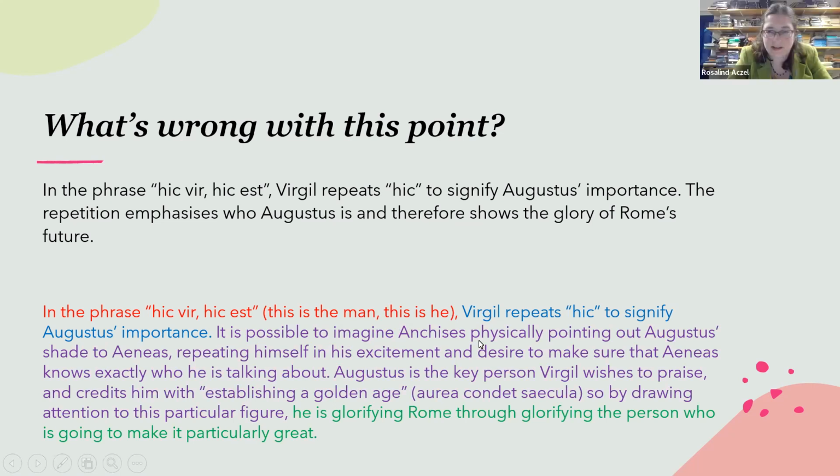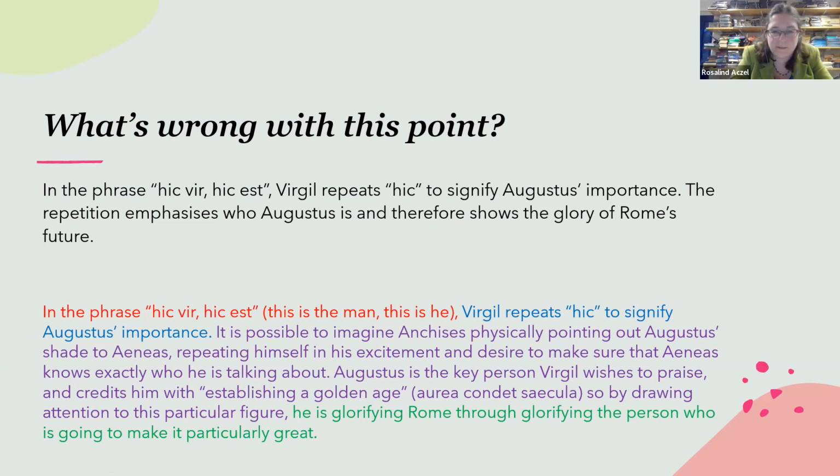It's impossible to imagine Anchises physically pointing out Augustus's shade to Aeneas, repeating himself in his excitement and desire to make sure that Aeneas knows exactly who he is talking about. Augustus is a key person Virgil wishes to praise and credits him with establishing a golden age. So my top candidate is then linking to another bit of quotation.